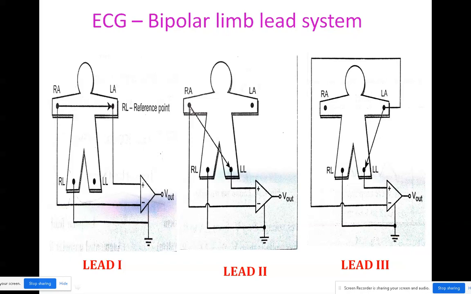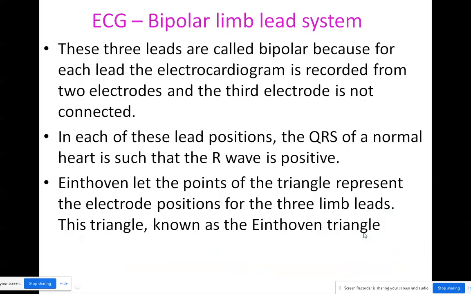And then right arm, left leg. So the left arm will be left alone. Right arm, left leg, then the right leg will be the reference. Okay, that is the lead 2 method. Lead 3 is left arm, left leg. Okay, that is the lead 3 system.